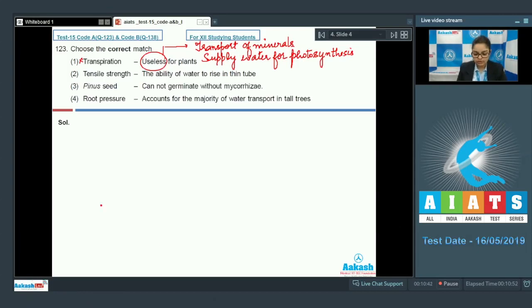Moving to option 2. Tensile strength, it is the ability of water to rise in thin tube. So bache, this is also wrong, because the ability of water to rise in thin tube is known as capillarity.